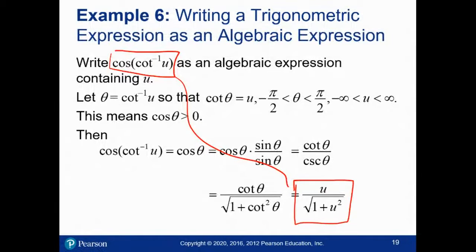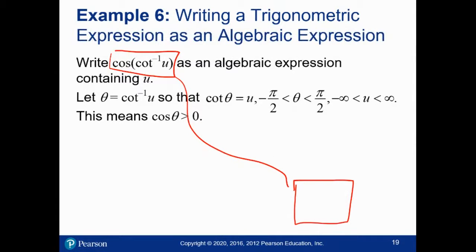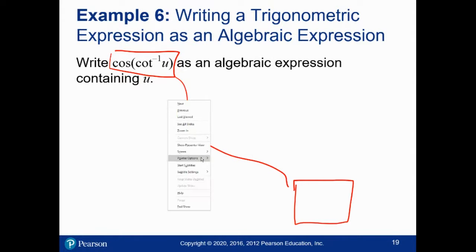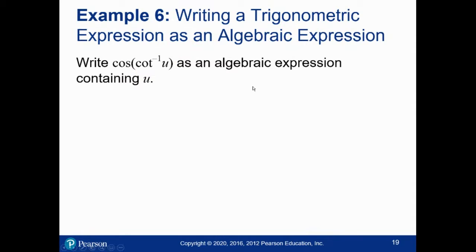Good, the book didn't give another one. So let's clear everything out here and just do another one manually. It really helps to see this done a couple of times. So how about instead of a cosine of arc cotangent, let's do the sine of the arc cosine.